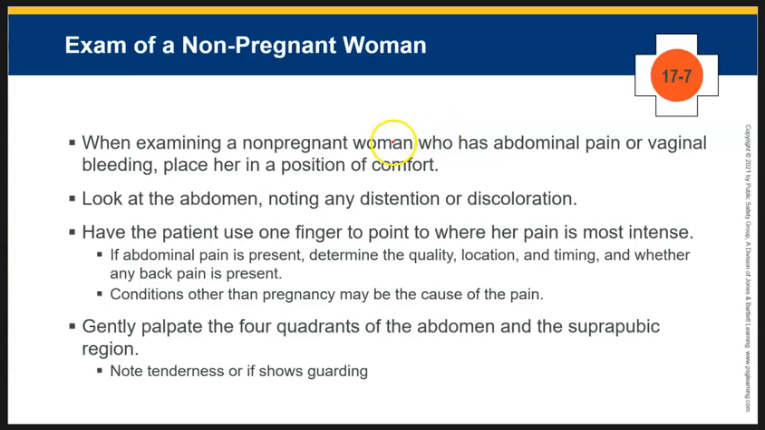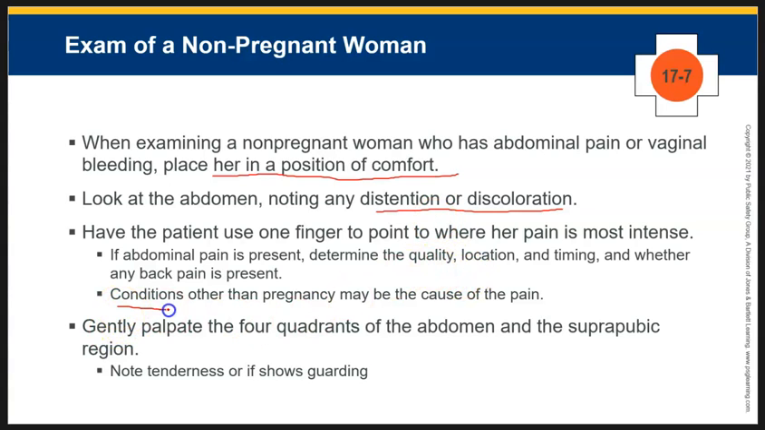When examining a non-pregnant woman who has abdominal pain or vaginal bleeding, make sure to place her in a position of comfort, which is going to be typically supine, perhaps with the knees flexed. Look at the abdomen first, note any distension or discoloration. Allow the patient to point to where the pain is most intense. This could be parietal, could be pinpoint, could be visceral, and a little bit more diffuse.